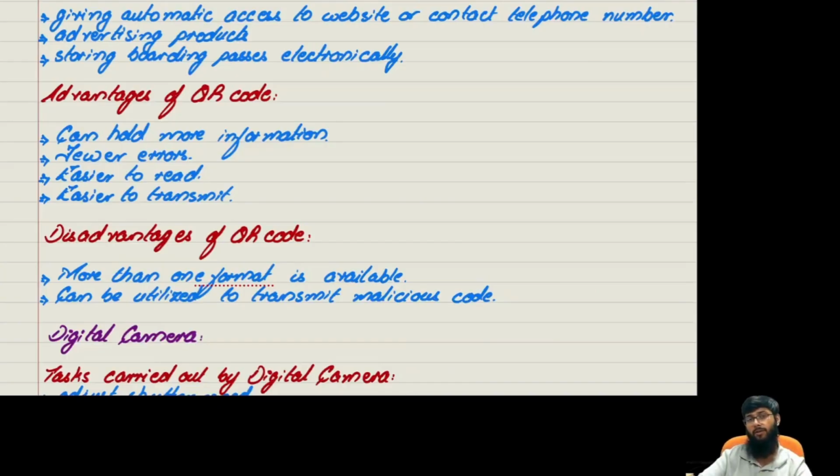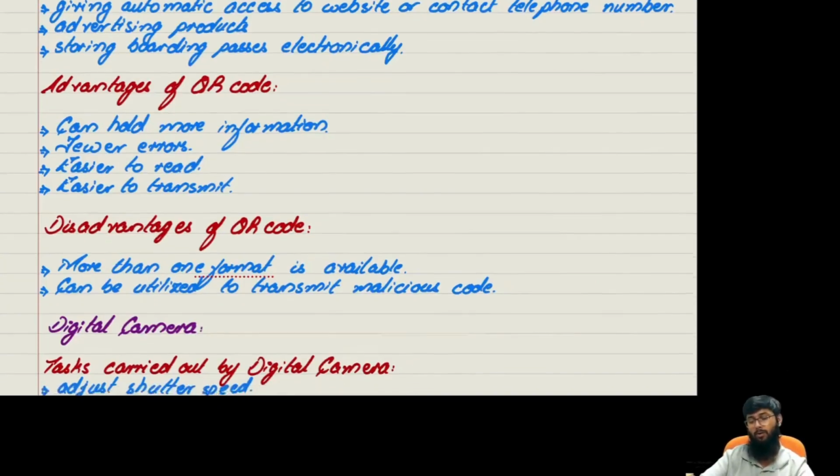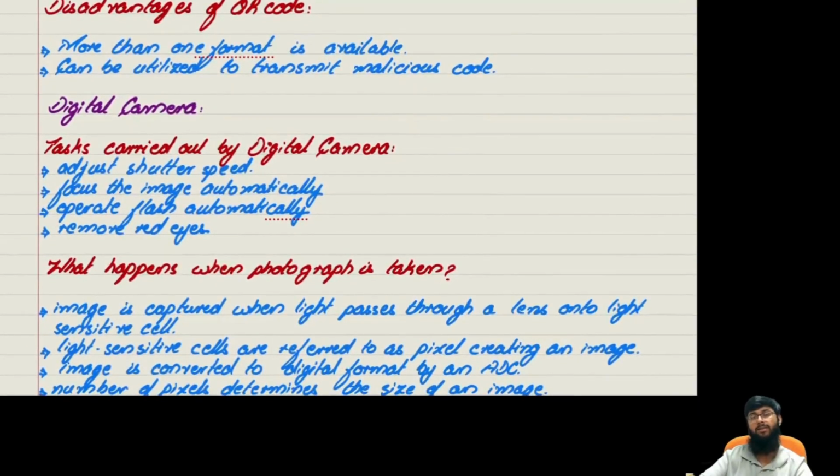So this was all for the barcode and the QR code. In the next session, we will be moving towards the digital camera, mouse, and other devices. Thank you.